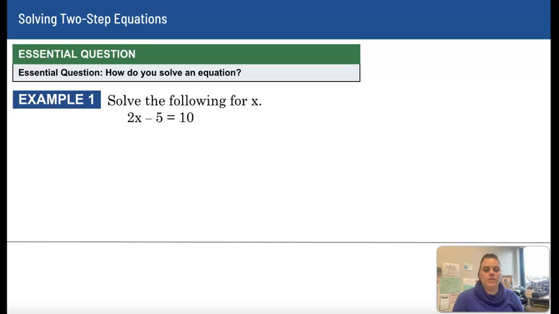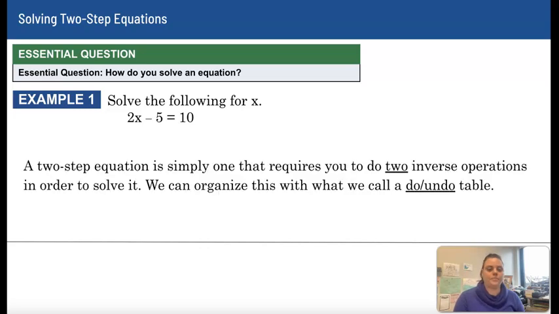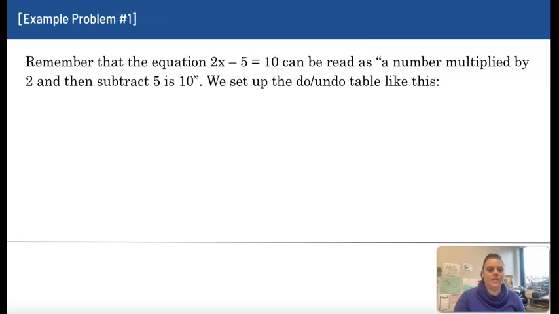So in our example, we are going to solve the following for x: 2x minus 5 equals 10. A two-step equation is simply one that requires you to do two inverse operations in order to solve it. This is why we call it a two-step equation. We can organize this with what we call a do/undo table.